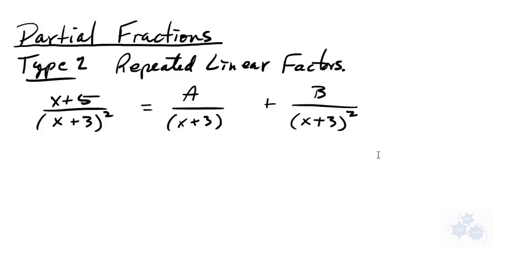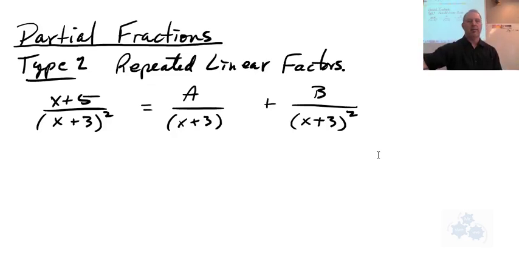Okay, so here's part 2 for our partial fractions, decomposing rational expressions into partial fractions. This is type 2, and this is when we have repeated factors, okay? And the game changes just a little bit when we have repeated factors, okay? And I'm not going to explain so much why this is, I'm just going to give you the pattern.